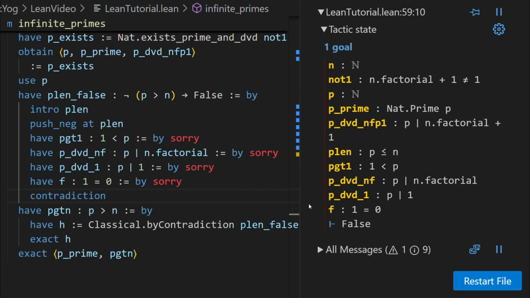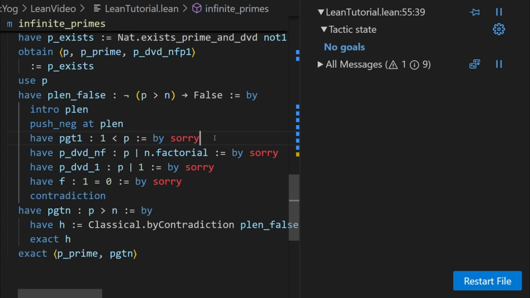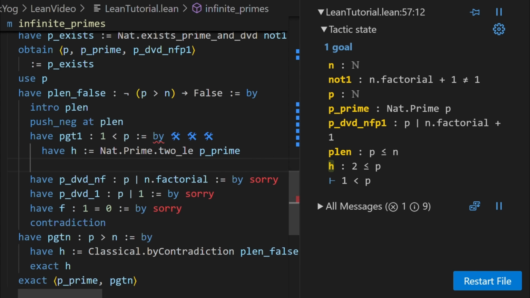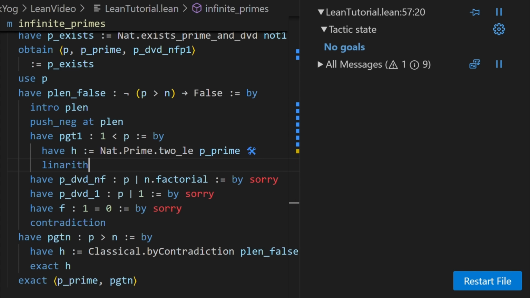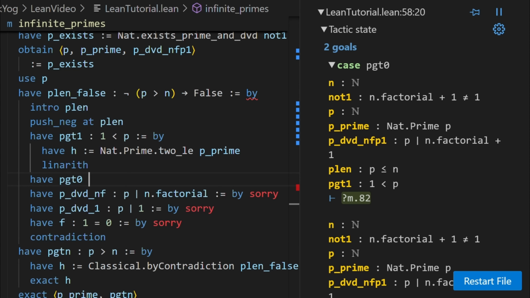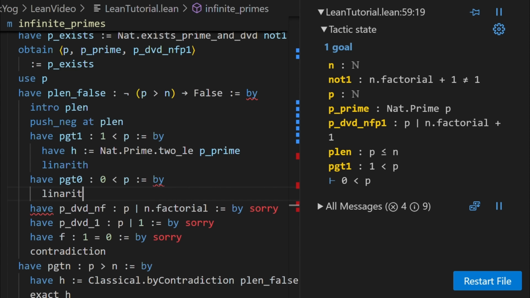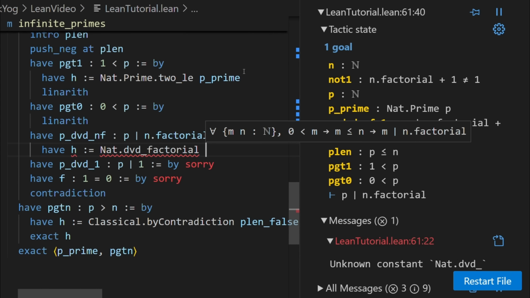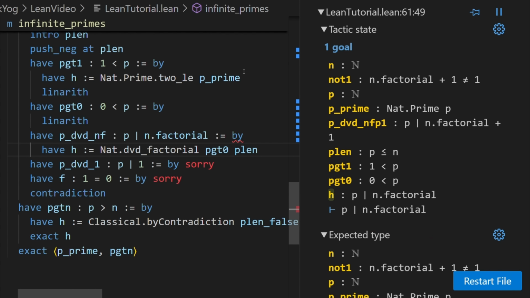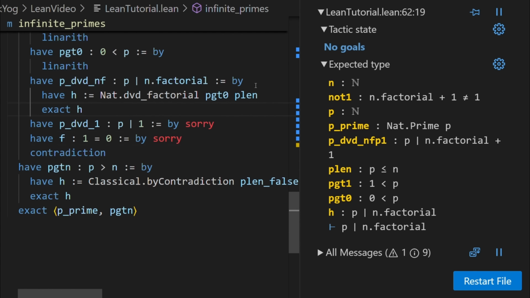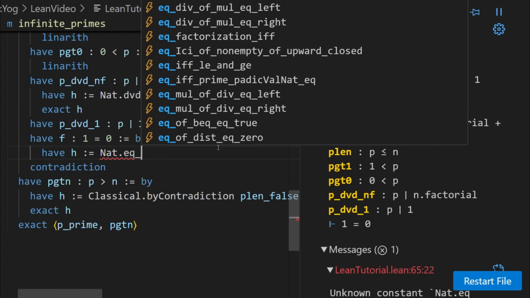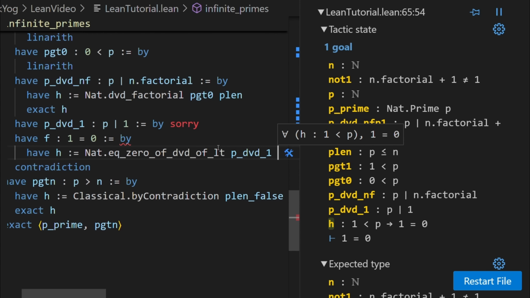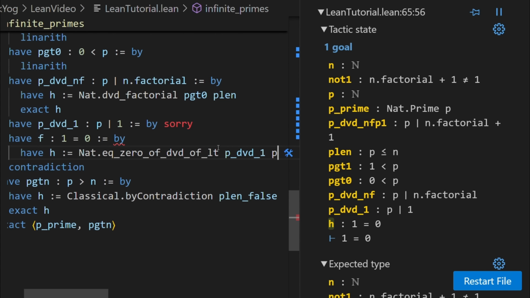Filling the remaining sorries is a bunch of grunt work using the Mathlib theorems. The theorem Nat.Prime.two_le gets us the proof of 2 less than or equal to p, which linarith can use to prove 1 less than p. We can also prove 0 less than p using linarith directly. The theorem Nat.dvd_factorial with the fact that 0 less than p and p less than or equal to n proves p divides n factorial. The theorem Nat.eq_zero_of_dvd_of_lt with the fact that p divides 1 and 1 less than p proves 1 equals 0.